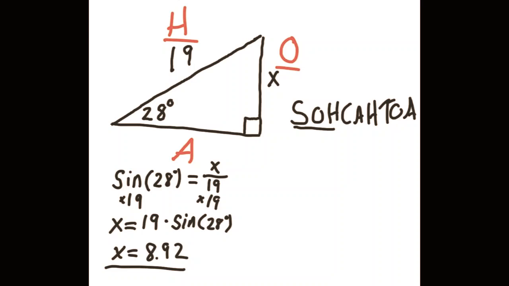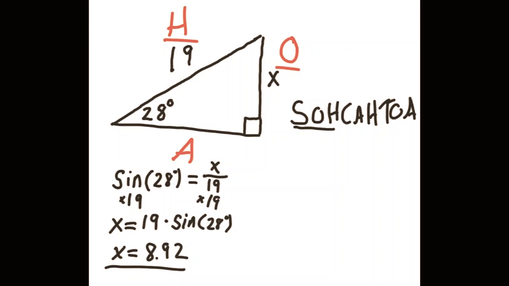If 28 degrees was a flashlight and it was shining on something, X would be the thing that it would be shining on, where the light would actually be hitting, as opposed to A and H. That unmarked side on the bottom is A. It's the adjacent side. It's the one that's touching 28 degrees and isn't the hypotenuse. And then 19 is our hypotenuse, the one across from 90 degrees.